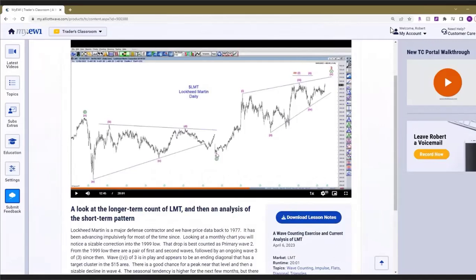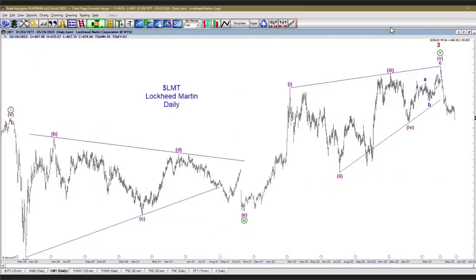It was around 310, roughly, looks like. All right, so what happened? I got that slight new high, and then look what's happening now. So that was just a beautiful ending diagonal.